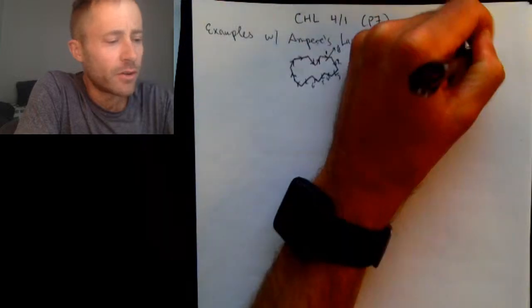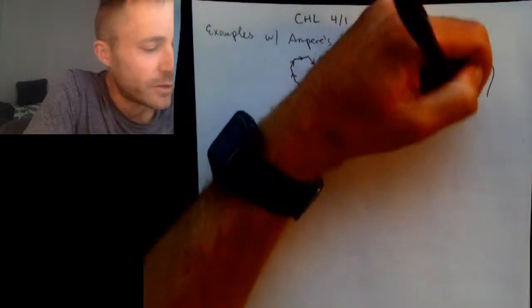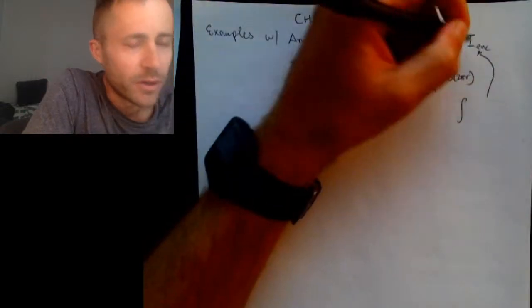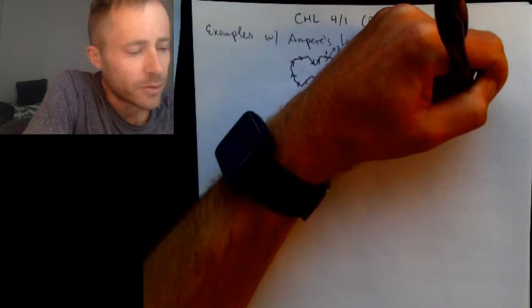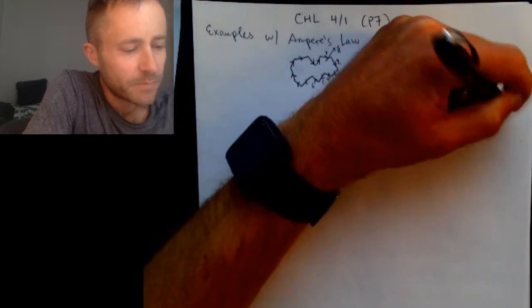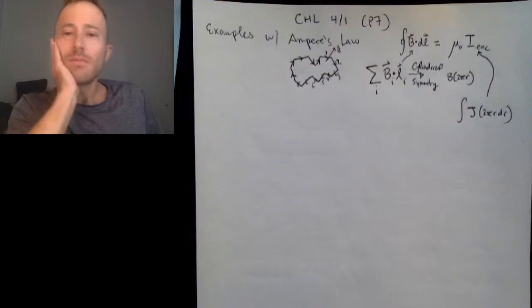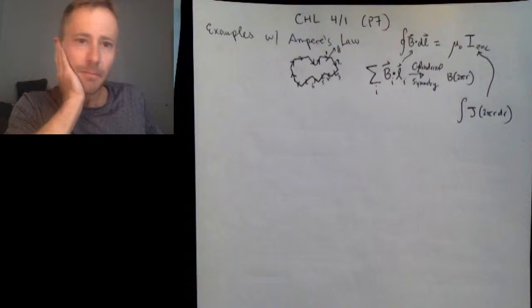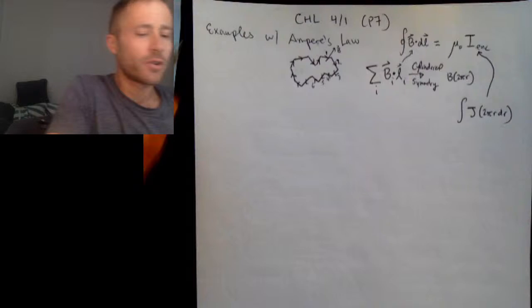The current enclosed is an integral that depends on the current density. So current density, remember, is current per area. So it's J times 2 pi r dr. All right. So there you have it. So let's go ahead and start our first example.